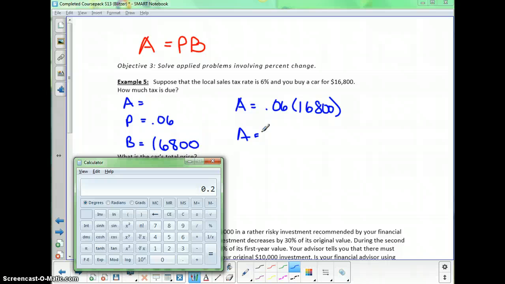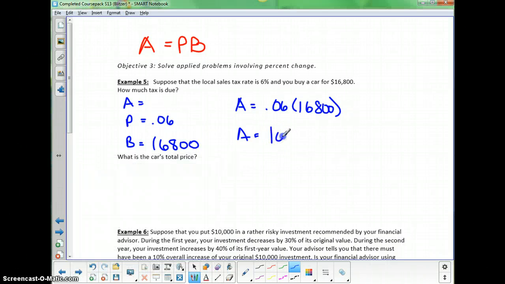Okay, so 0.06 times 16,800 is 1,008. Alright, now again I need to interpret that. What does that mean? That 1,008 is dollars that you have to pay in tax. It's dollars of tax, since we're talking about a tax rate. Okay, so do I answer my question here? Let's see, how much tax is due? That answers the question right here. So we'll say $1,008 of tax is due.